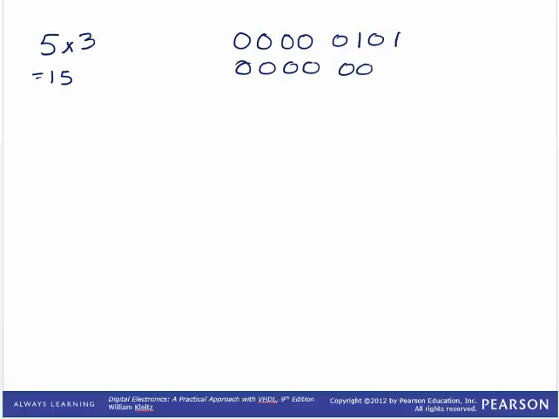So first one, let's just get the idea. 5 times 3 is 15, right? So 5, keeping everything 8-bit. 5 is 4 and 1, so that's a 5. And 3 is 1, 1. And we want to multiply these two together.